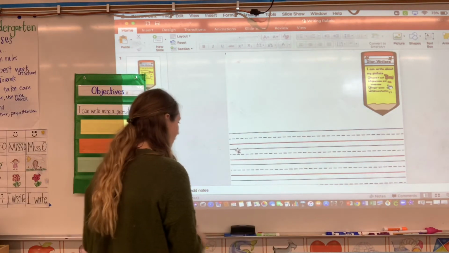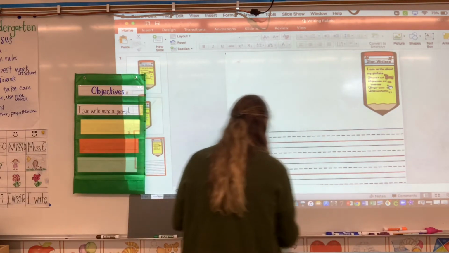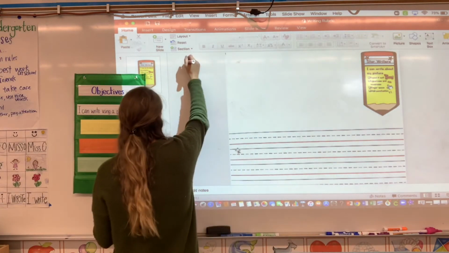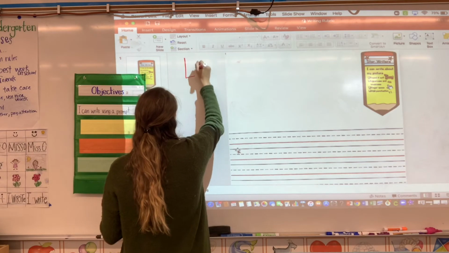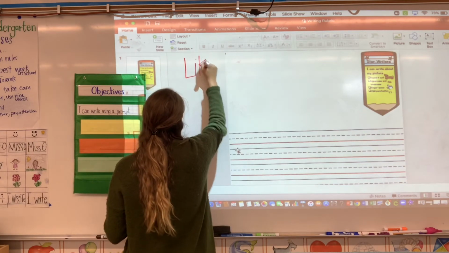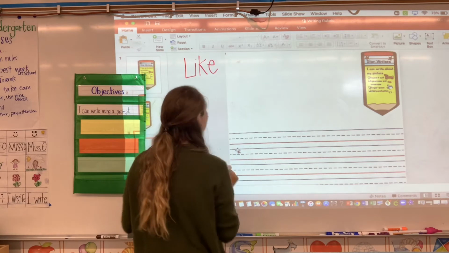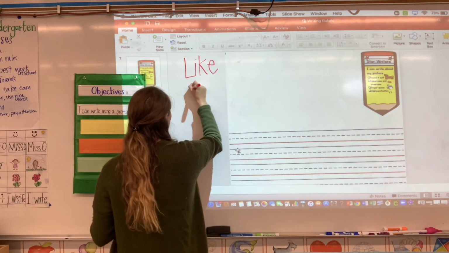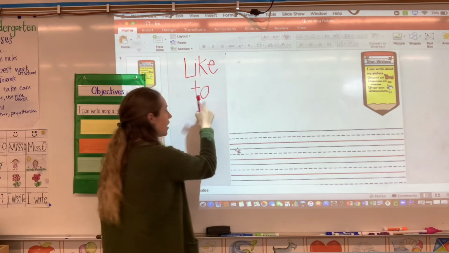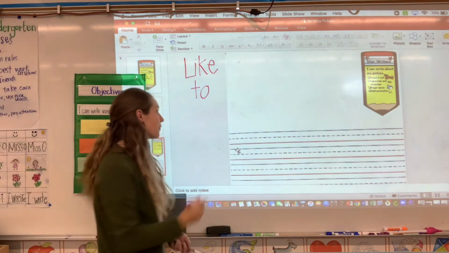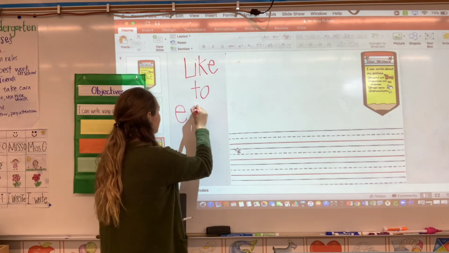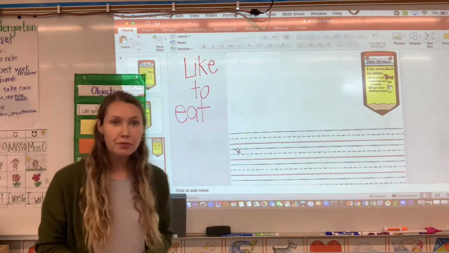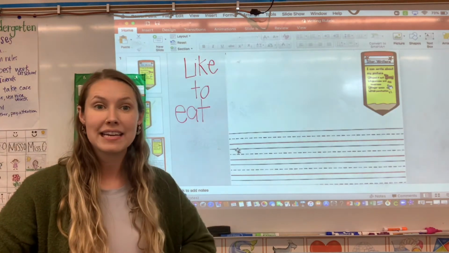Now, in our prompt, we had a special sight word. This word is one that's kind of tough to sound out, so I'm going to write it for you. Like, L-I-K-E. If you want to write, I like to eat, that will help you. We also had to, T-O. That will also help you. Eat, E-A-T. So here are 3 words that you can use to help you write a sentence.